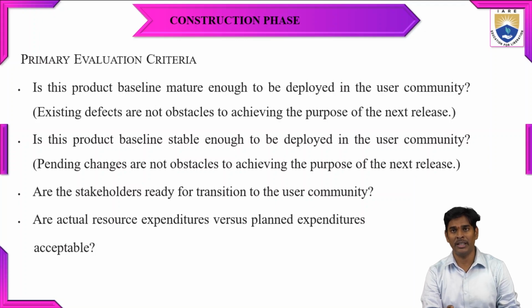releases. So they need to check whether enough data is ready to release to the user community. Are the stakeholders ready for the transition to the user community? So they need to check the approval of the stakeholders, because in the transition they require the approval of the stakeholders for releasing the software product to the user community. Are actual resource expenditures versus planned expenditures acceptable? So here also they need to check that. What is the difference between the actual expenditures versus planned expenditures?